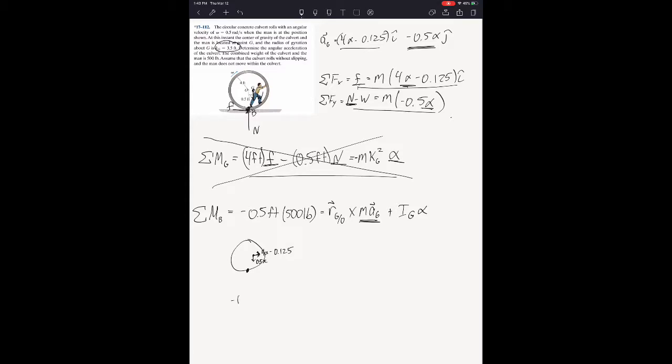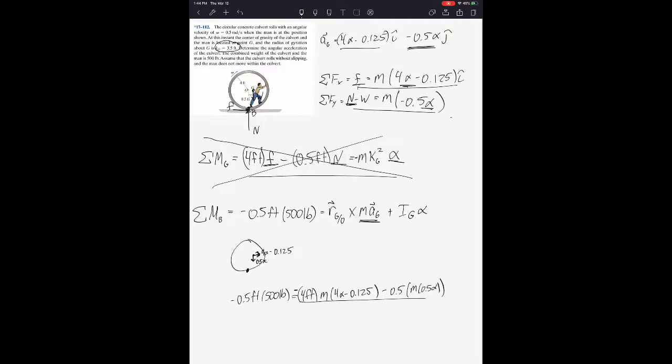So let's write this out. 0.5 feet times 500 pounds equals this one first, 4 feet times M, I'm going to leave M as an M, times AG, which is 4 alpha minus 0.125. That is a clockwise rotation, so this is going to be negative overall. Then the vertical force creates a moment due to the horizontal distance. That is also clockwise. Negative 0.5 feet is the distance, and then MAG, M times 0.5 alpha.